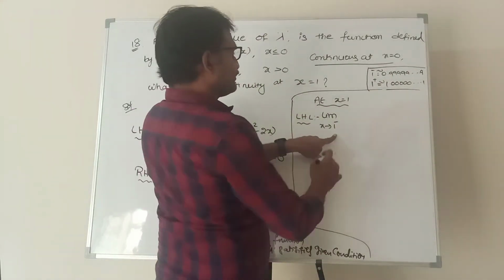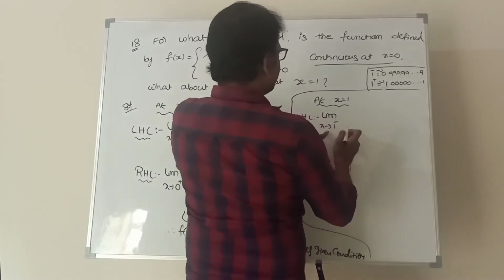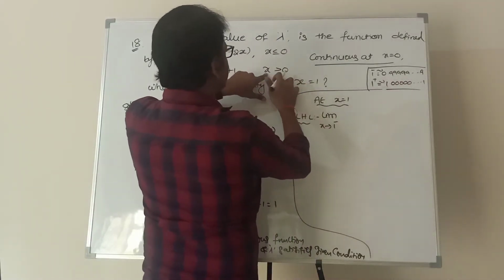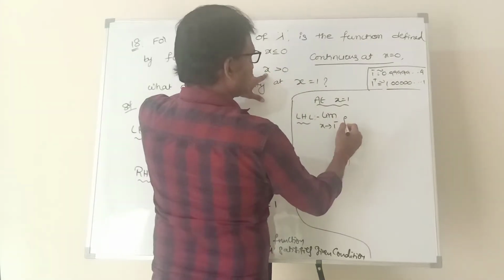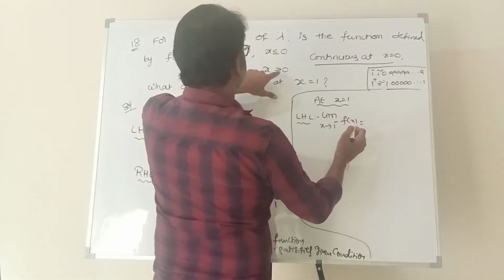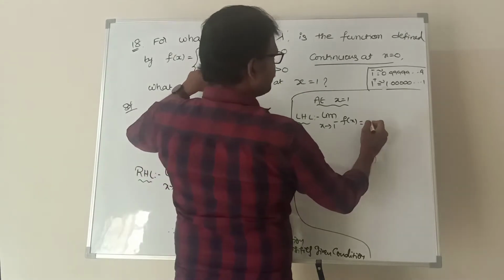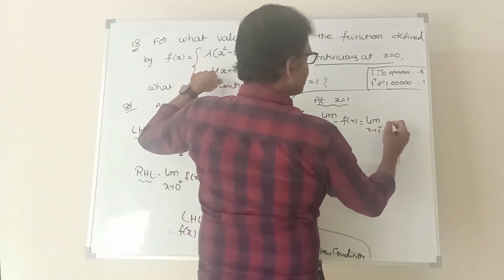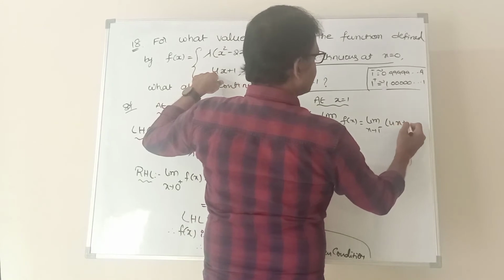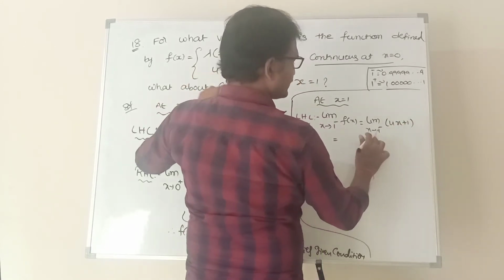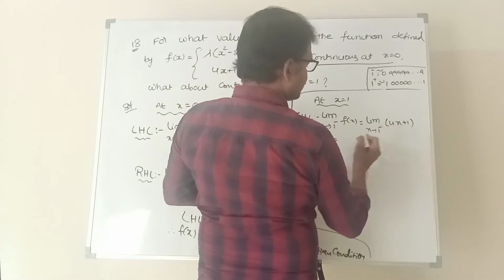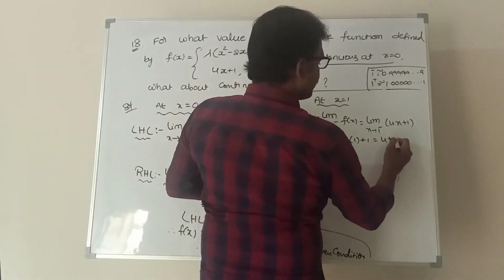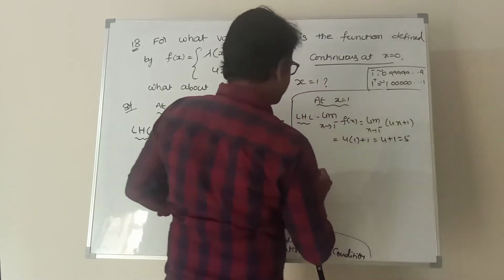So here you are taking 1 minus. 1 minus means 0.9, which comes under greater than 0. So greater than 0 means which function should we take? 4x plus 1. Limit x tends to 1 minus of 4x plus 1. The x value is approximately equal to 1, so substitute 1 directly. 4 into 1 plus 1, 4 plus 1. The left hand limit is 5.